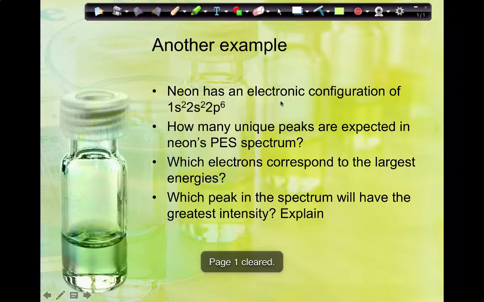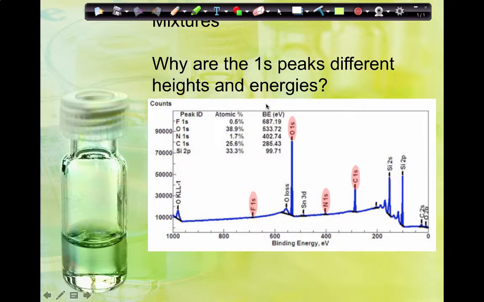Okay, so when we have PES problems, they can ask us a couple different questions. They can ask us to identify the element. They can ask us why one peak is a greater height than another. They can also ask us why one peak has a greater amount of energy. Because remember, if it's closer to the nucleus, it's going to require more energy to remove those electrons.